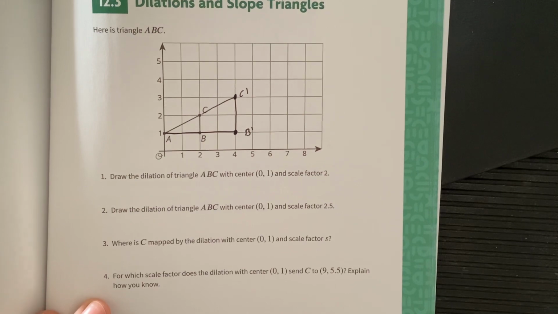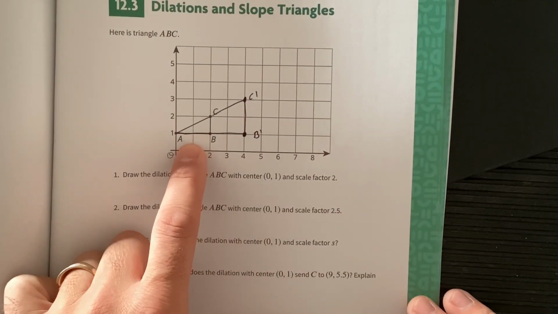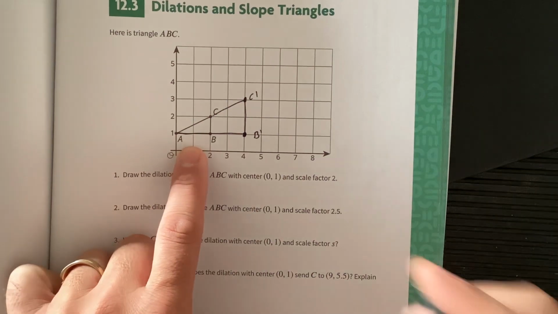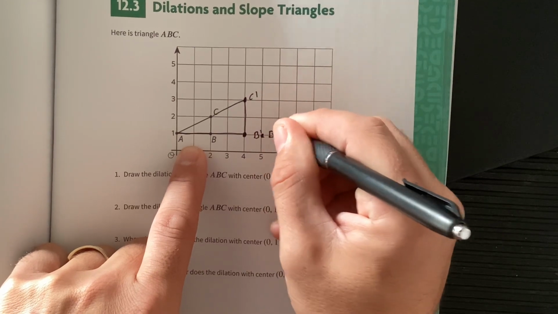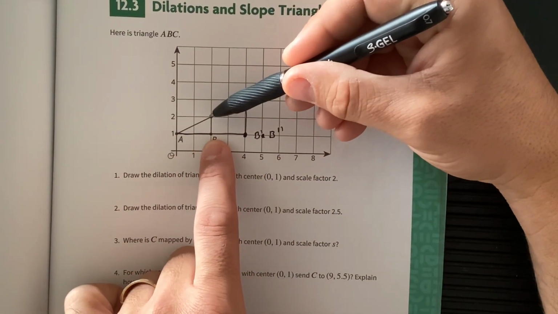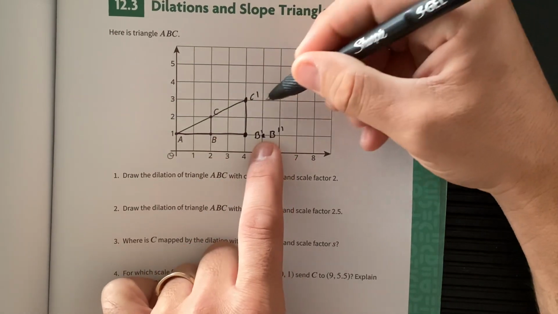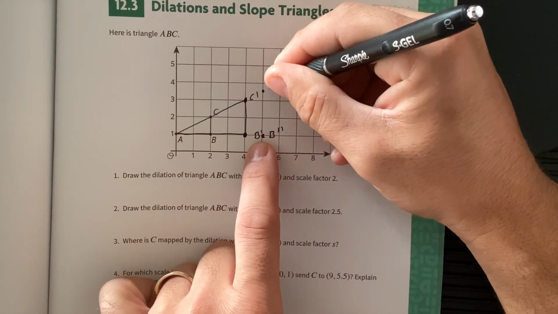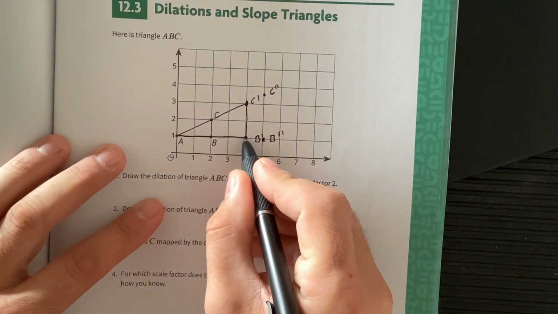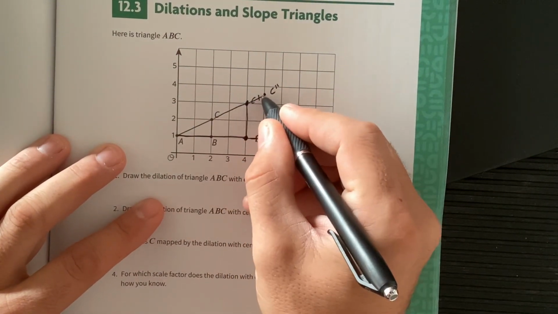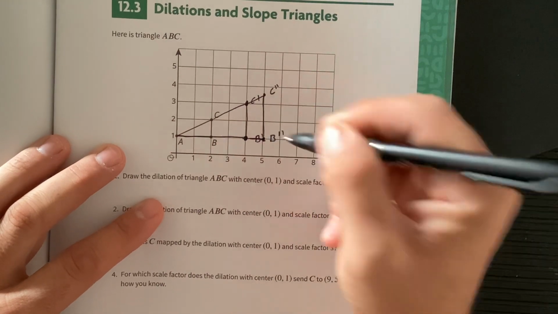Scale factor of 2.5 from the original. So if I start at 2, what's 2.5 times 2? 2.5 times 2, you do have access to a calculator. 5? How about 1 times 2.5? So that means this height needs to be 2.5. So just a little bigger. There is both of them.